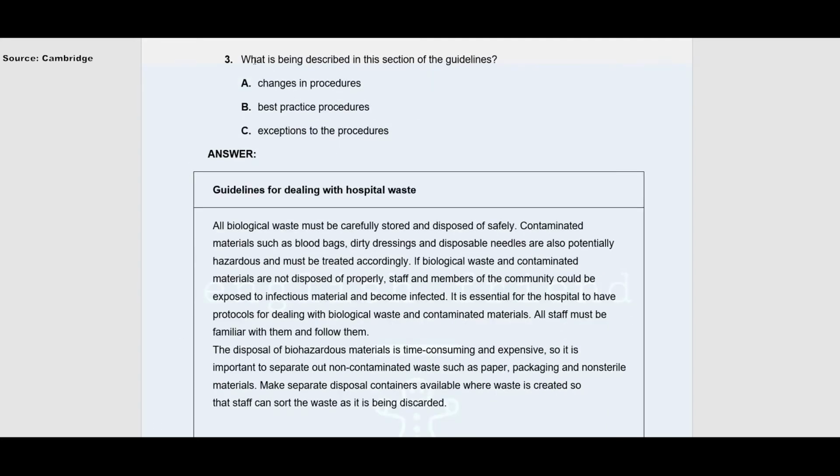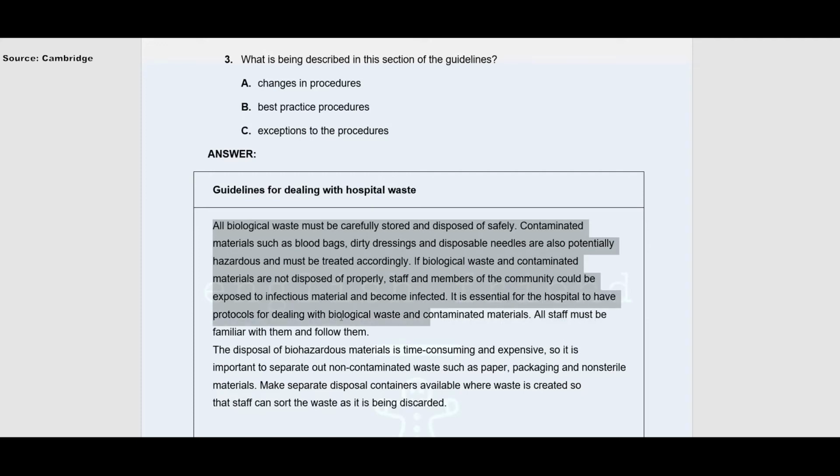Question number 3. What is being described in this section of the guidelines? The paragraph says all biological waste must be carefully stored and disposed of safely. So it's about storing and disposing. Contaminated materials such as blood bags, dirty dressings, disposable needles are also potentially hazardous and must be treated accordingly. If biological waste and contaminated materials are not disposed properly, staff and members of the community could be exposed to infectious material and become infected.